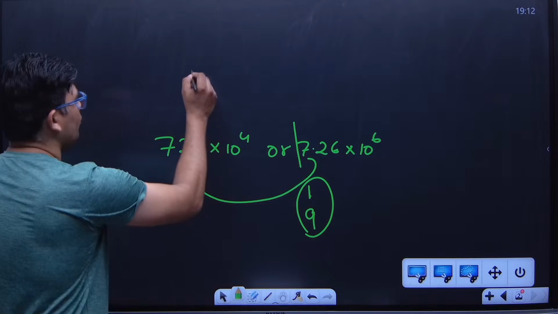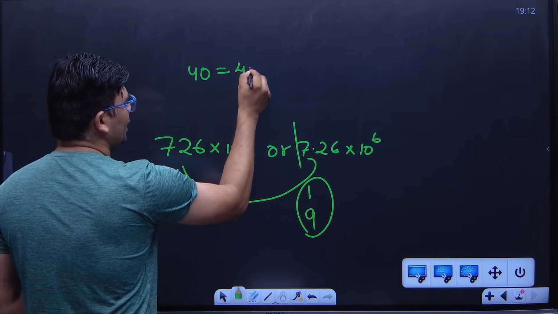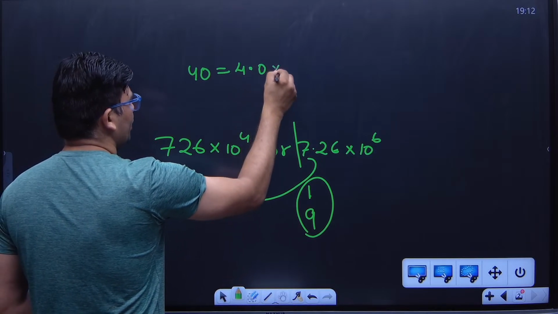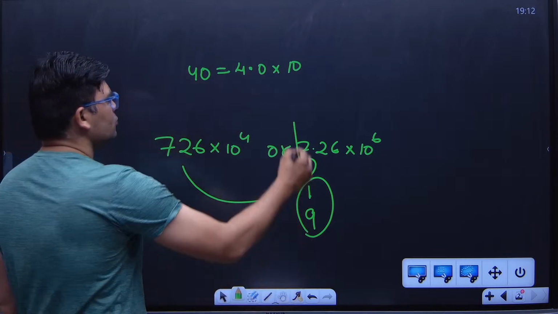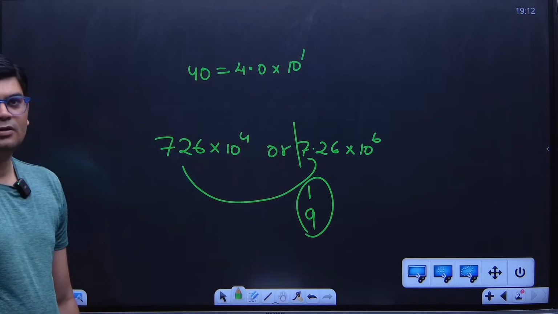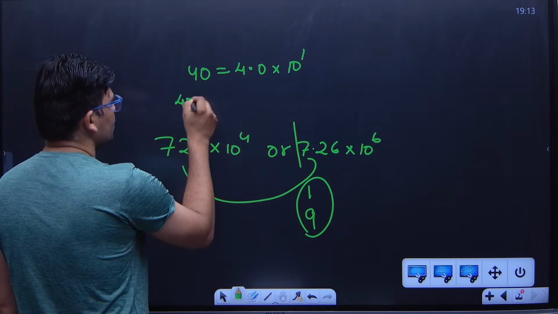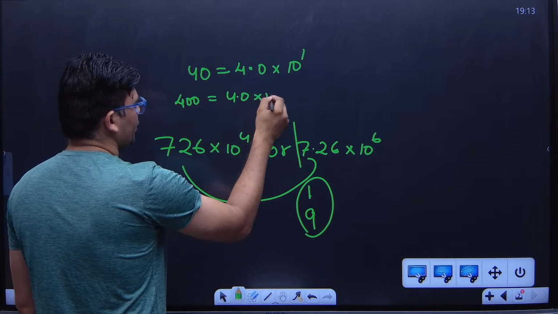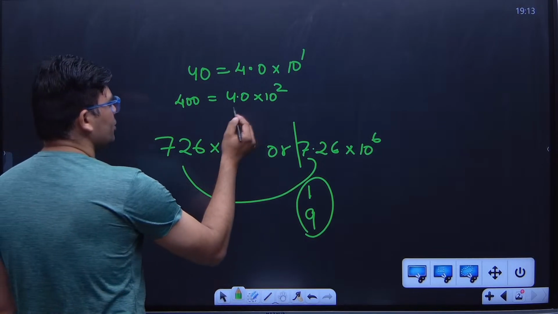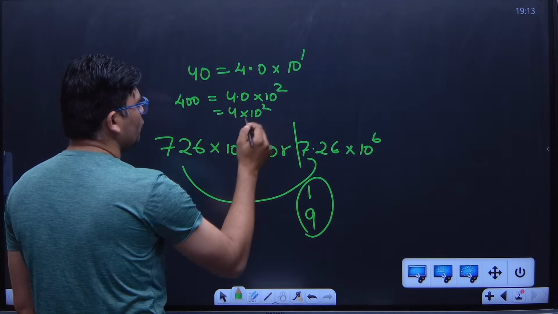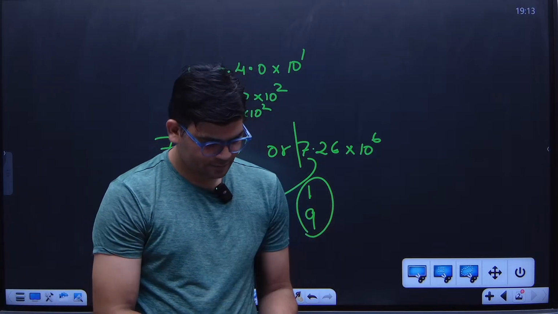For example, if I ask you to write 40 in the standard form, you will write 4 and immediately put a decimal and 0, so 4.0 into 10 to the power what? What should I multiply so that it becomes 40? The answer is 1. So this is the standard form for 40. If I ask you the standard form for 400, your answer should be 4.0 into 10 to the power 2. In fact, this 0 is not needed. You can also write 4 into 10 to the power 2, but the standard form of writing is to put a point and then a decimal. Alright?